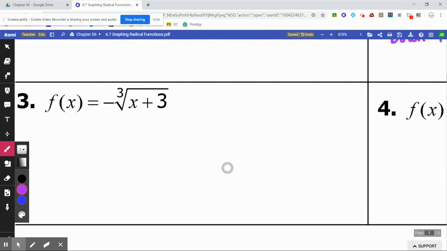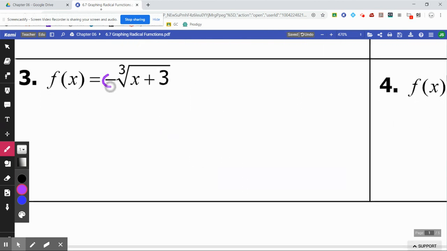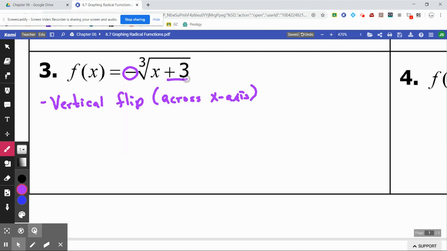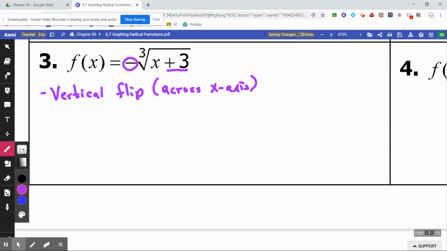Number 3. There is a negative on the outside. Since there's no multiplication, we're done with stretches and compressions already. Since there's a negative on the outside, that's going to flip your graph vertically across the x-axis. And then the last thing that's going to happen is your graph is going to get shifted. Since it's a plus 3, it's going to get shifted left 3 units.